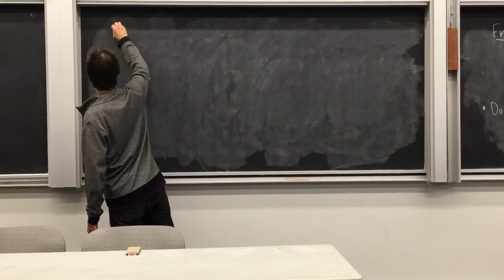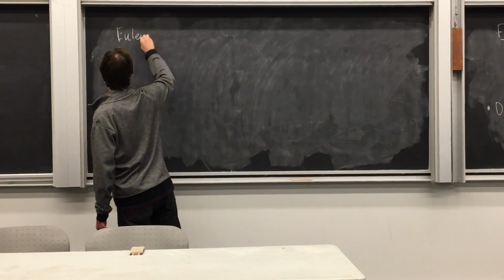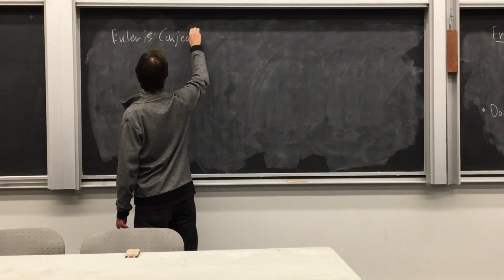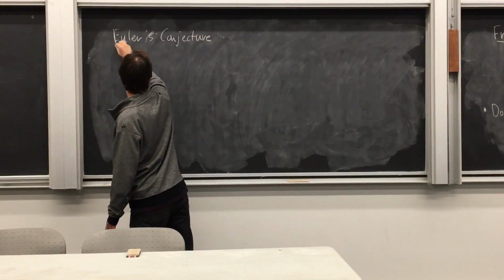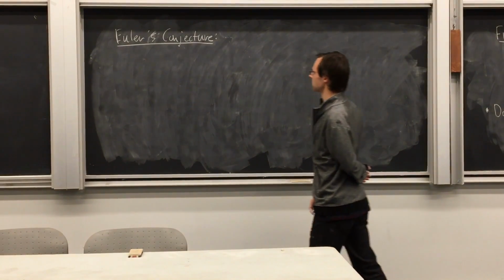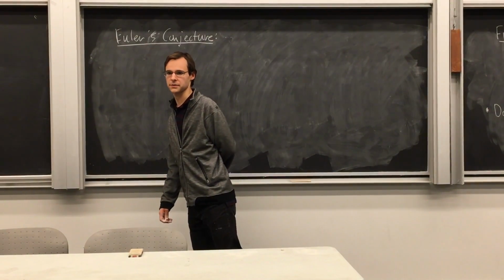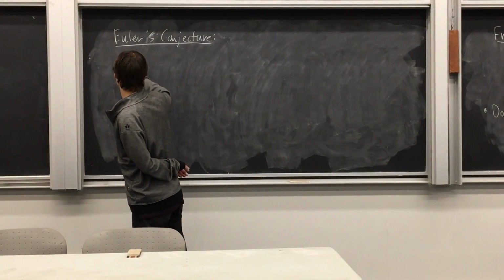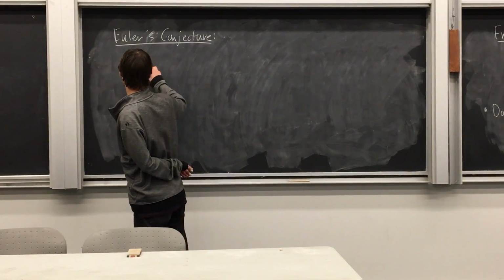So I'm going to call this Euler's conjecture. It's like a generalization of Fermat's last theorem, or Fermat's conjecture. So maybe I should first introduce Fermat's last theorem, in case you haven't heard of it.